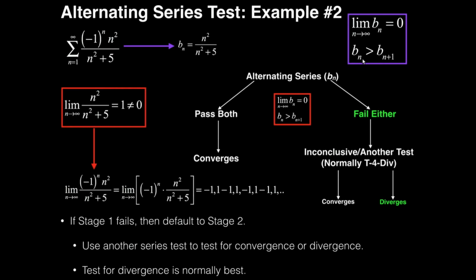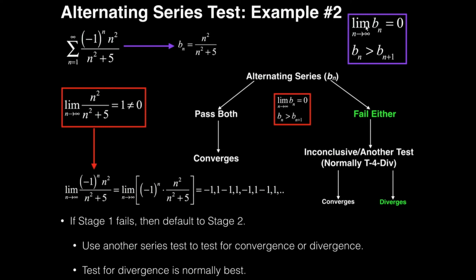Here's our second example. We have a series from n equals 1 to infinity of negative 1 to the n times n squared divided by the quantity n squared plus 5. All right, so the alternating series test requires us to know b sub n. So what's our b sub n? It's basically everything minus the alternating term. So we remove the negative 1 to the n, and our b sub n is therefore n squared over n squared plus 5.